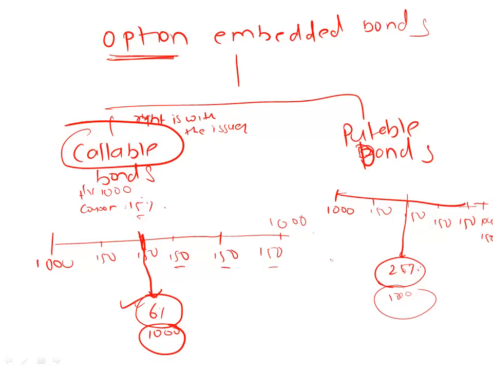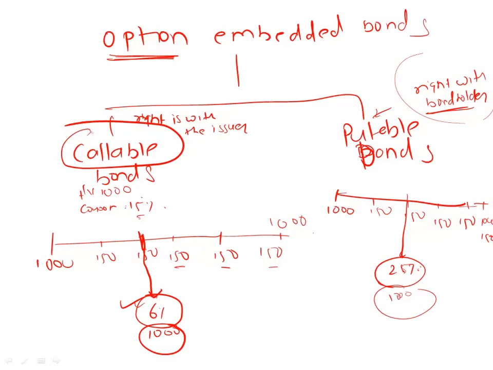In this case, the bondholder will have a right to put his bonds back to the company and receive a predetermined price from the company. So for puttable bonds, this right lies with the bondholder. And he will have a right which will force the company to buy back the bonds from the bondholder. Are we clear with this?